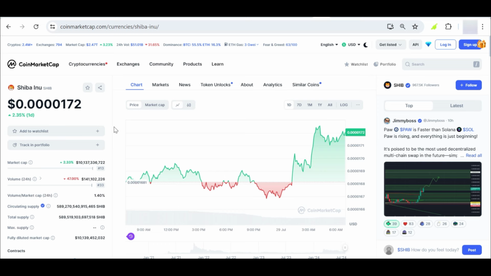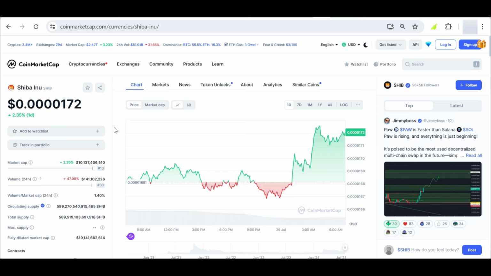For those looking to invest in Shiba Inu or other cryptocurrencies, it's crucial to stay informed about market trends, news, and developments. Diversifying investments and having a long-term perspective can also help mitigate some of the risks associated with the crypto market's volatility. The strength of the Shiba Inu community should not be underestimated.